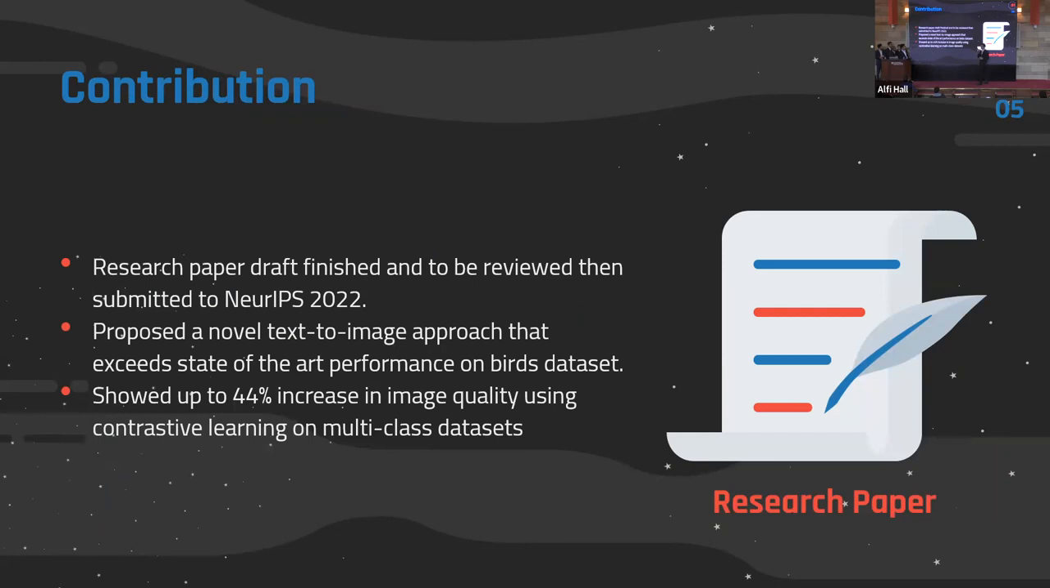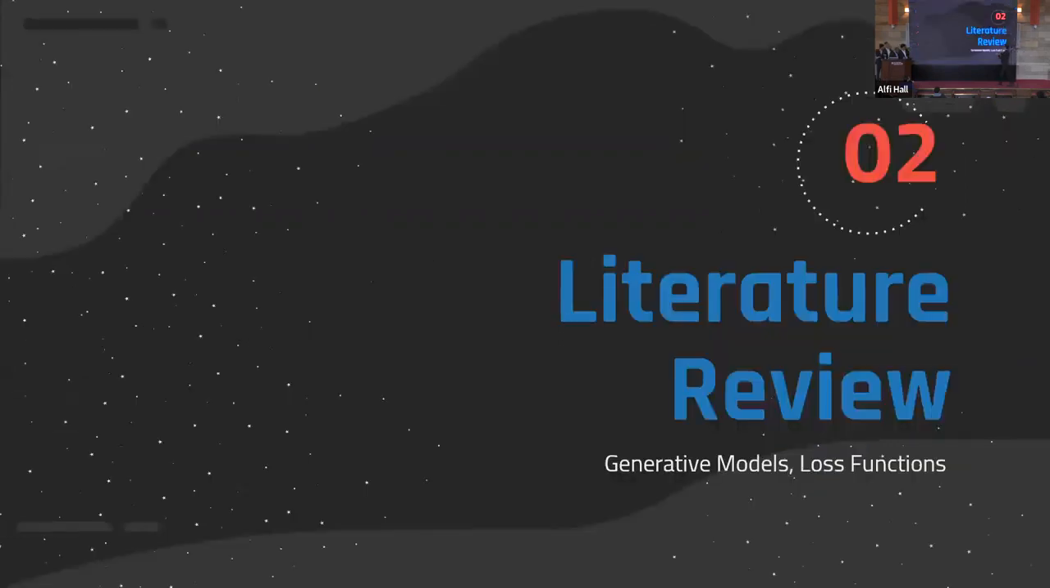So to summarize our main contributions, the first thing that we contribute in this research is a novel text-to-image generation network that exceeds the state-of-the-art algorithms in terms of generating images on various datasets. And we show a 44% increase in the image quality using contrastive learning in comparison to the baseline SSAGAN approach that we start with in our research.